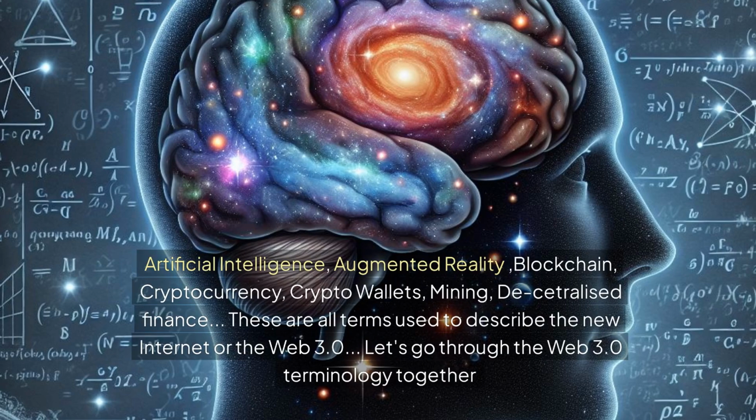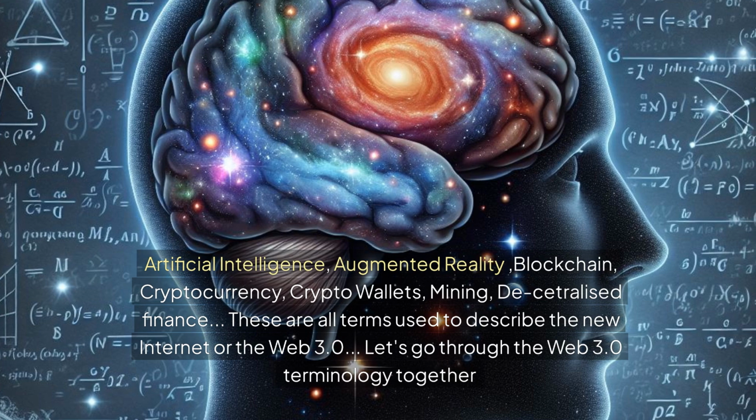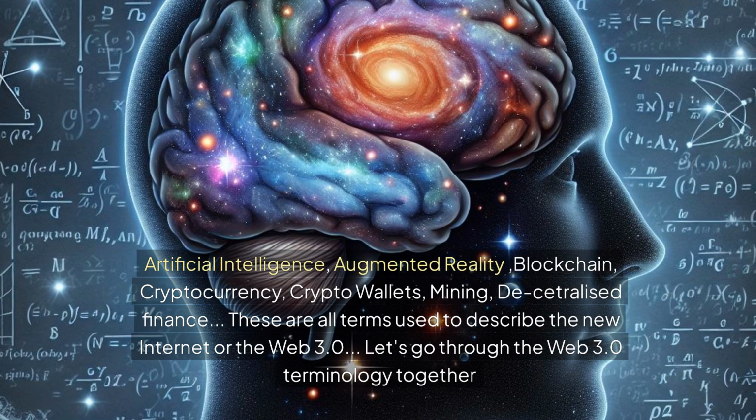Artificial intelligence, augmented reality, blockchain, cryptocurrency, crypto wallets, mining, decentralized finance. These are all terms used to describe the new internet or the Web 3.0. Let's go through the Web 3.0 terminology together.